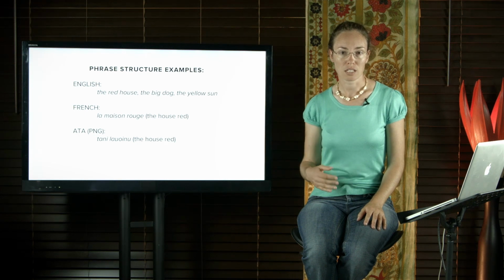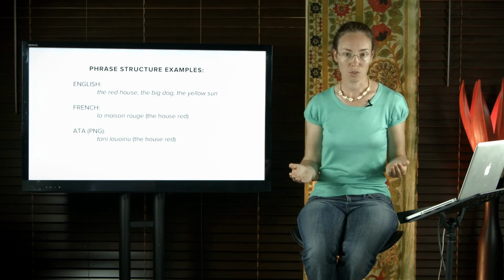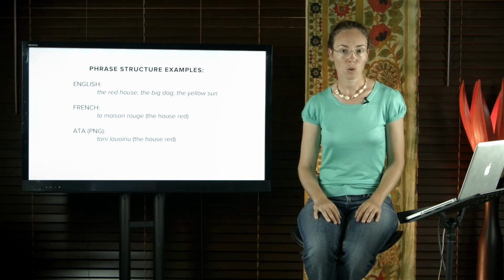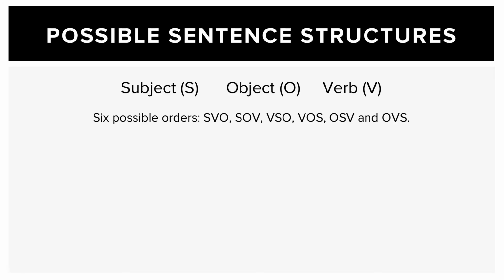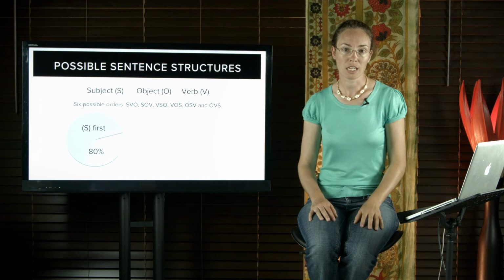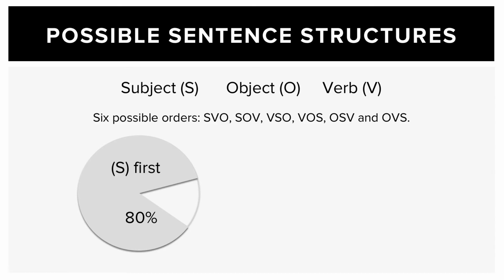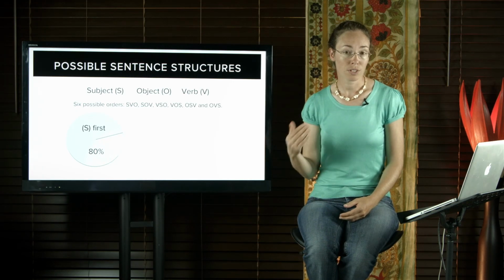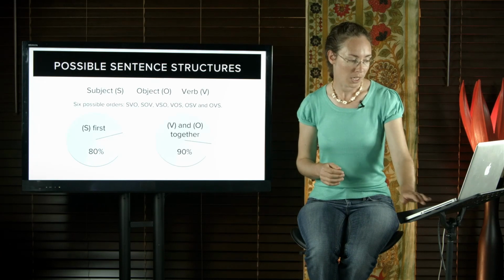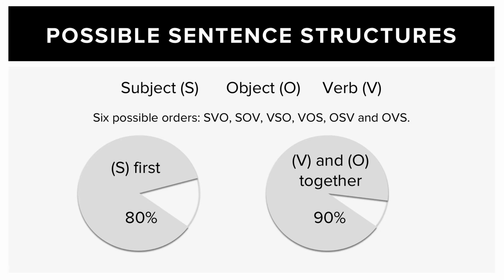The main parts of a sentence are the subject, the object, and the verb. Different languages use different orders for these 3 parts in sentences. So there are 6 possible orders: SVO, SOV, VSO, VOS, OSV, and OVS. But most languages, over 80%, have the subject of the sentence first. Only a very small number have the object of the sentence first. Also, over 90% of languages have the verb and the object together.